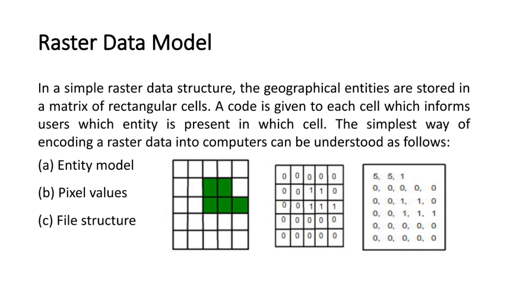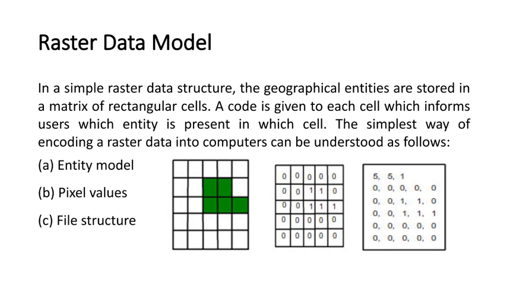So next we are moving on to the next topic, that is the raster data model. In a simple raster data structure, the geographical entities are stored in a matrix of rectangular cells. A code is given to each cell and this code informs the users which entity is present in which cell. The simplest way of encoding raster data into computers can be understood as follows: first one, entity model; second, pixel values; and third one is file structure. We'll discuss each of these in detail.